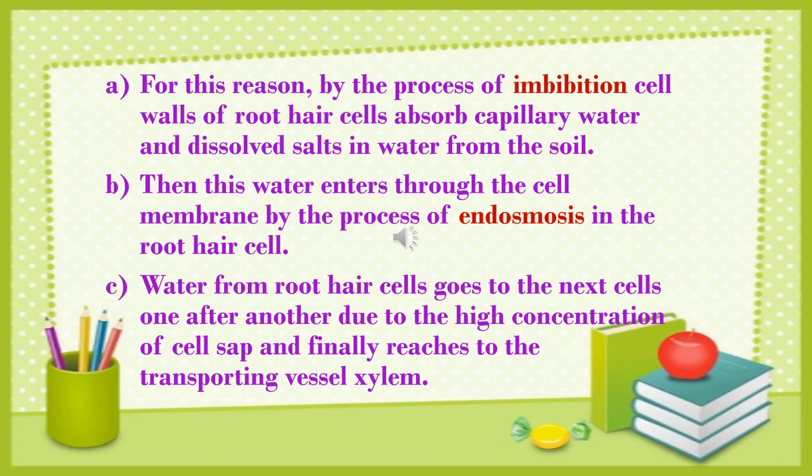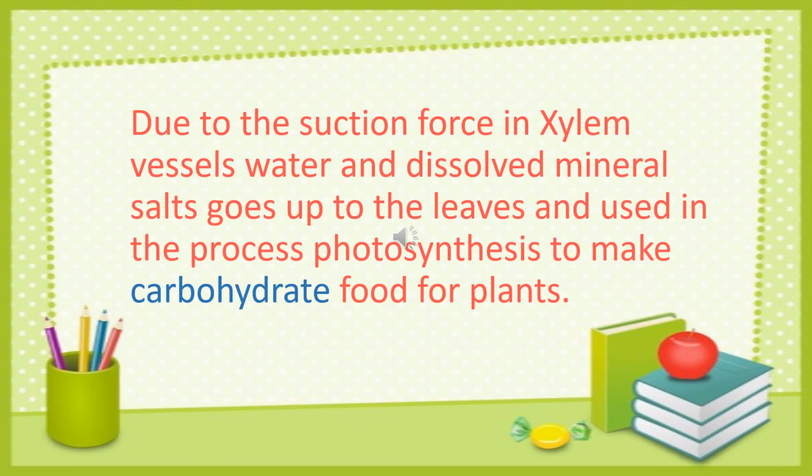Thirdly, this water from the root hair cells passes to the next cells one after another, due to the concentration of cell sap. By this way, the water reaches the transporting vessel xylem. Due to the suction force created by transpiration in the xylem vessels, water and dissolved mineral salts go up to the leaves, and in the leaves this water is used up for the process of photosynthesis and produces carbohydrate foods for plants.